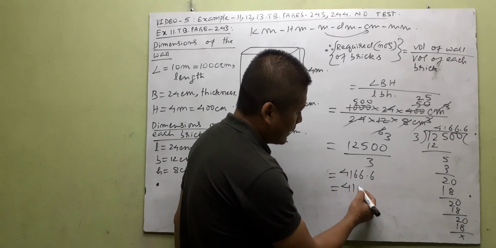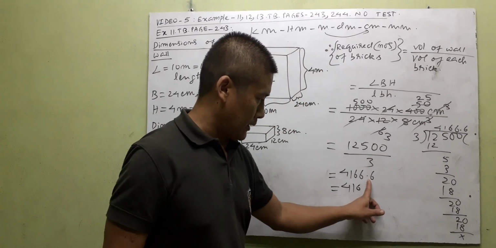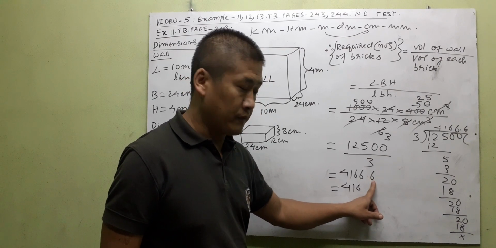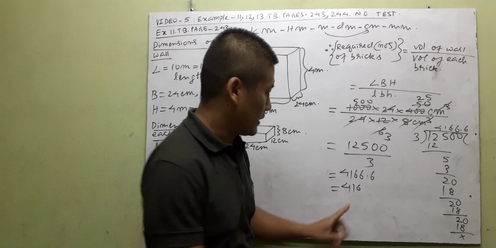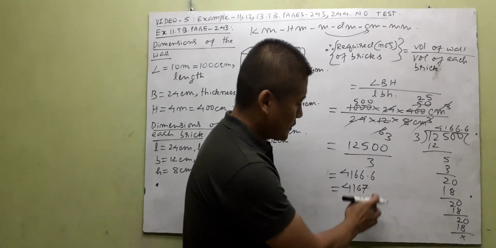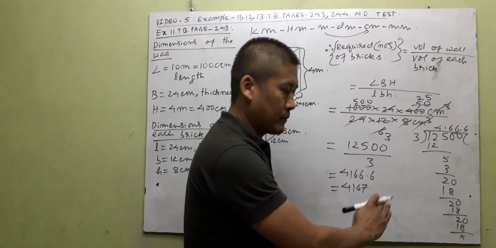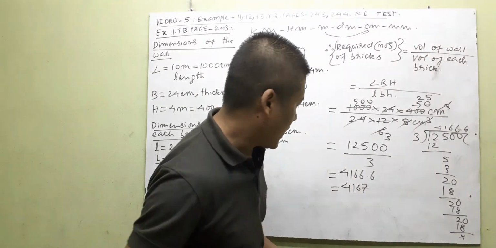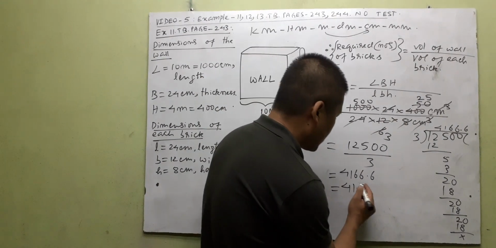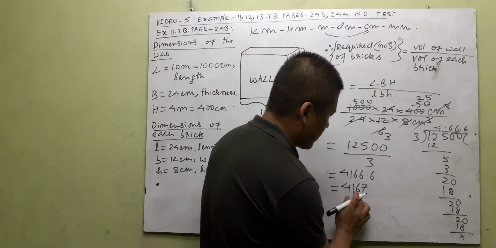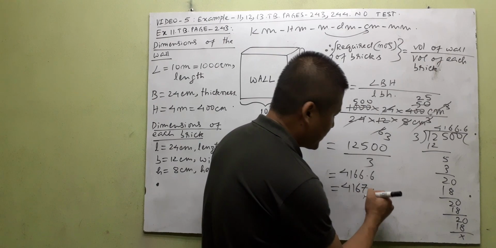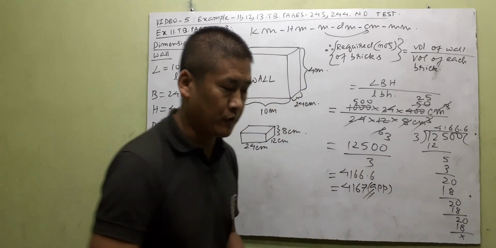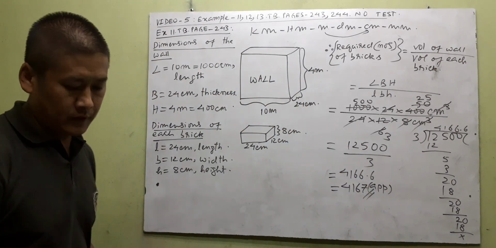So 4166.6, how do you do that? Check the number after the decimal. If that first place of decimal is 5 or more than 5, let this increase by 1. So this becomes 7. Suppose it was lesser than 5, something like 3, it would have been 4166 bricks. Okay, so approximately, not exact now, 4167 bricks approximately. So you can just add the word APP there, approximately. So that is your first answer.